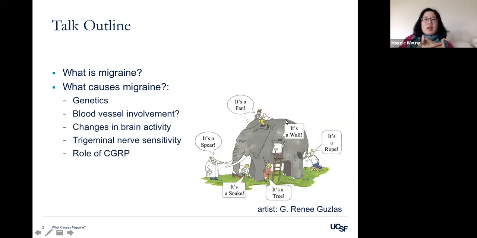So what I'm hoping to do in this talk is to tell you a little bit more about these individual bits. Right now, we don't have a good, clear picture of a complete picture of what migraine is, but I'm going to give you the bits, and hopefully, as we learn more about migraine and with your help, we can put more of these bits together and have a more complete picture.